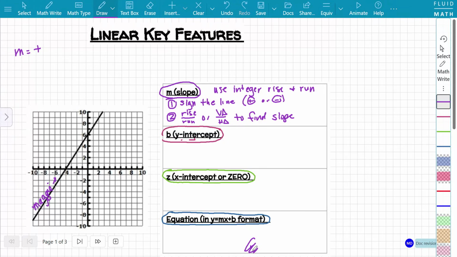So we're going to take a little detour right now because in a lot of cases, using the y-intercept and the x-intercept is going to be easiest for us to find that. So what is our y-intercept? Our y-intercept is where the line crosses the y-axis. Okay, and it always starts with a zero.